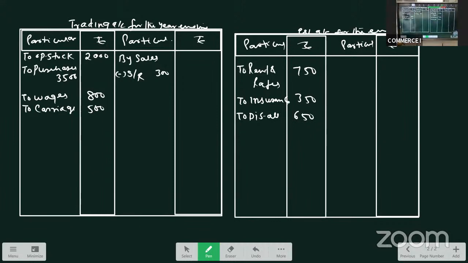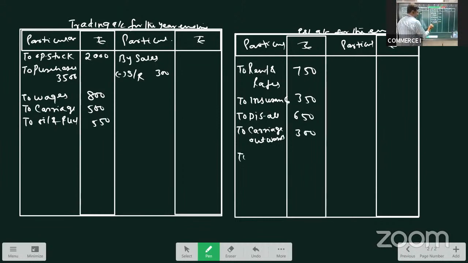Oil and fuel. Oil, fuel, gas, water, power. All these are the expenses we incur in a factory. All the factory expenses we take in trading account. So oil and fuel is 550. We have drawings. Drawings will take in balance sheet. Carriage outwards are selling and distribution expenses. Carriage inwards will take in trading account. Carriage outwards in P&L account, 300.